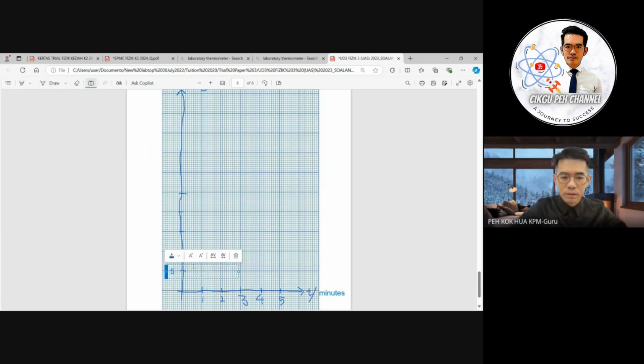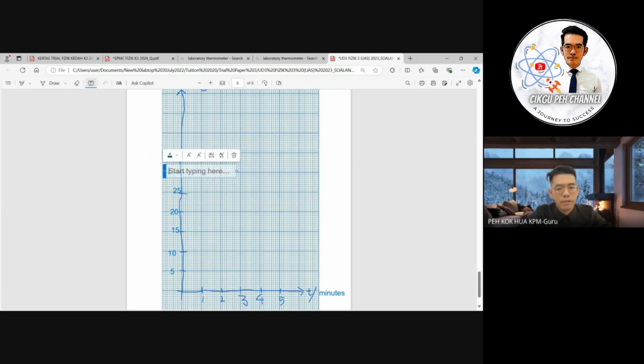5, 10, 15, 20, 25. My reading highest 30. So it's more than 5 times 4 already. So here will be 30. Minimum here will be 5 or 4. Here must be 4 or 5 minimum. Okay, so I achieved minimum already. Okay, then we plot the graph.